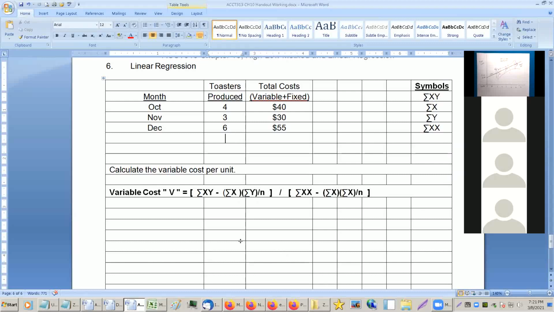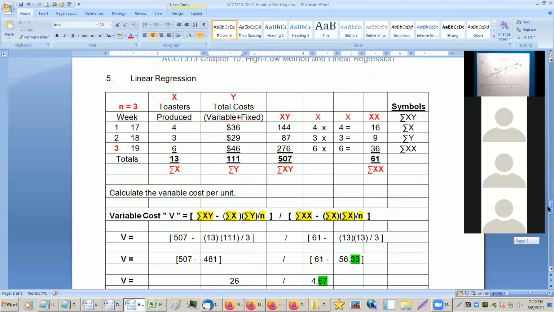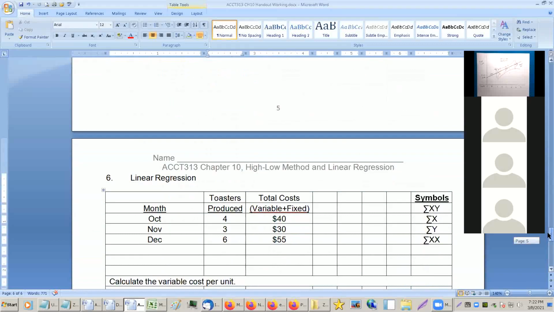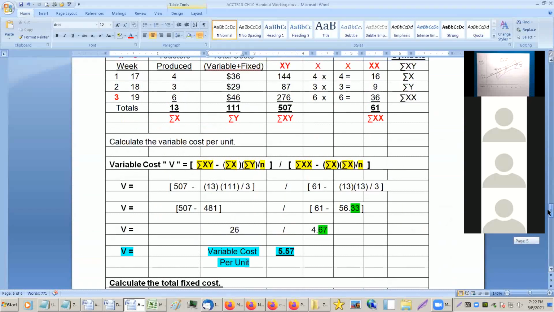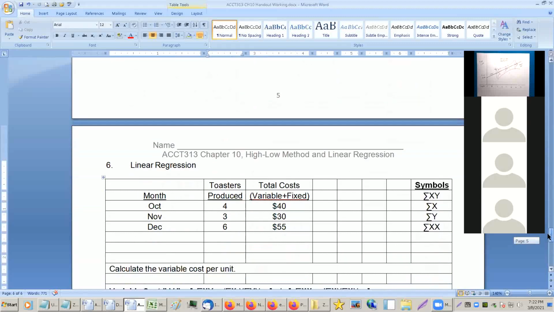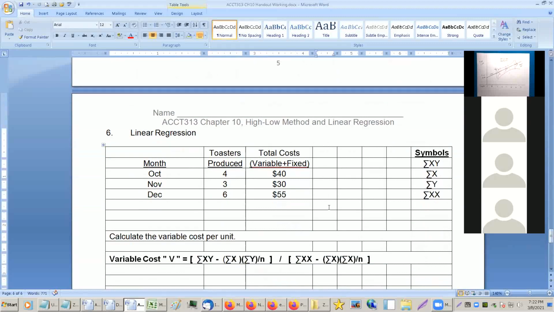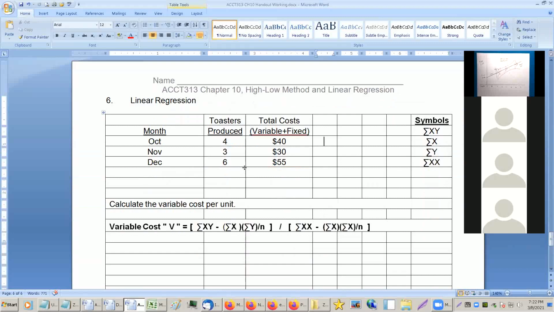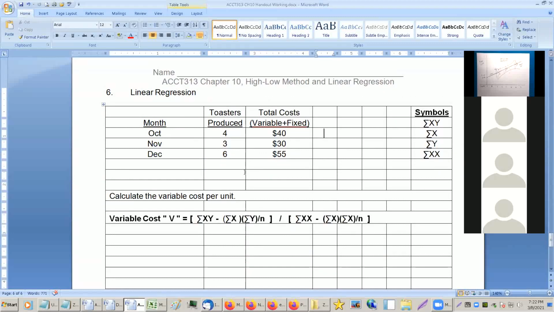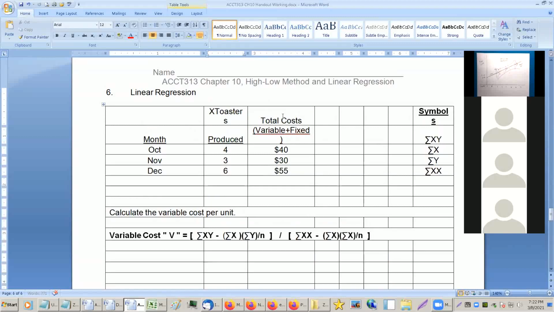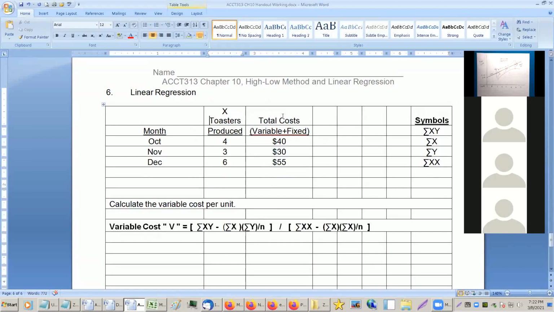Okay. This is the same one. No, the total costs are different. Toasters are the same though, 436. All right. So again, we just go through each of those, and it looks daunting at first, but once you go through it, it's not as bad as it seems.